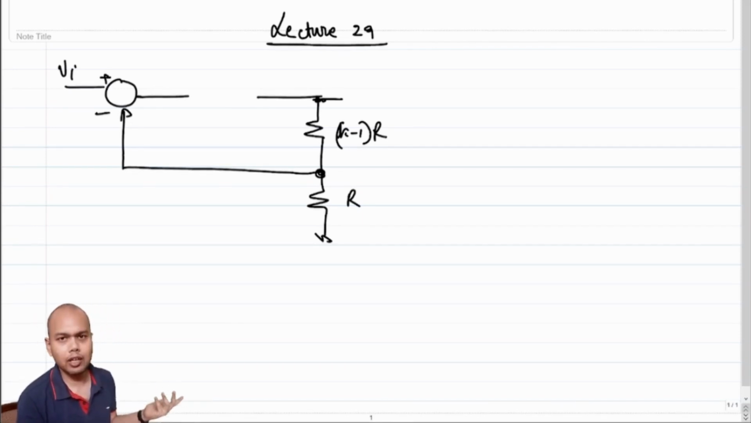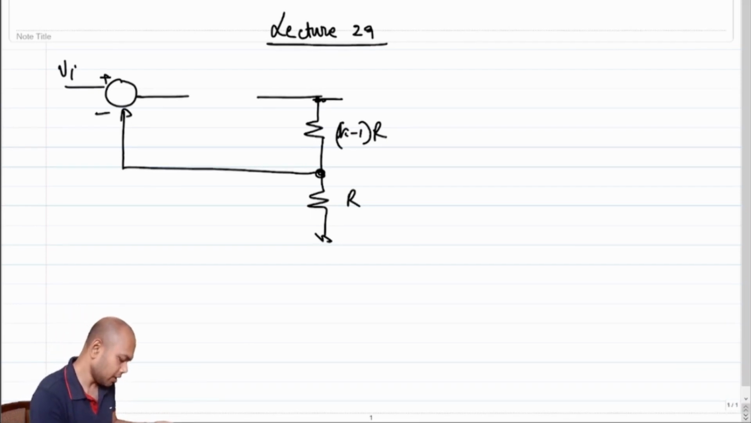And what is the only gain stage that we know of till now? It's a common source amplifier, right? So what I would like to do is we can say that let's put in the common source amplifier and then see what happens. Correct? So let's put in the common source amplifier.